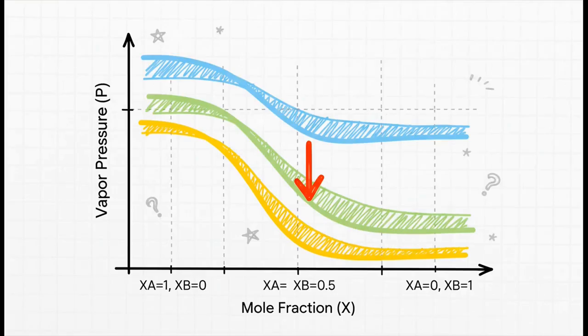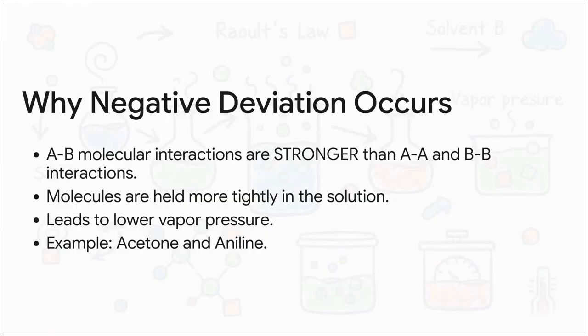And then you've got the flip side, negative deviation. As you can probably guess, this is when the actual vapor pressure is lower than the ideal prediction. And the graph shows exactly that, with these curves that dip down, falling below that nice straight line of our perfect ideal solution. The reason for this is, you guessed it, the exact opposite of what we just saw.